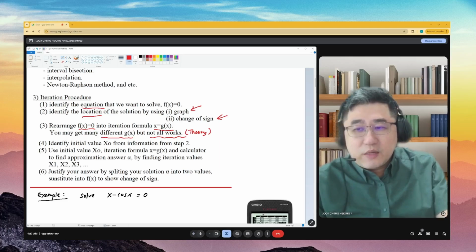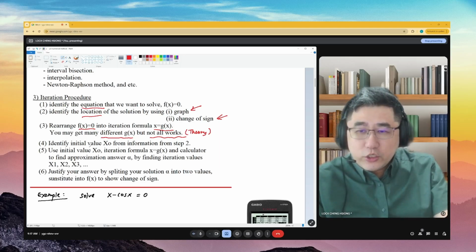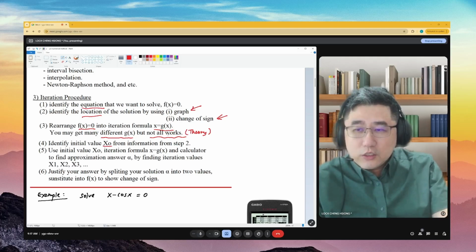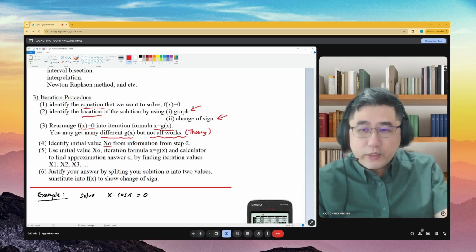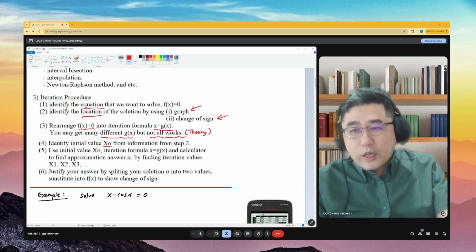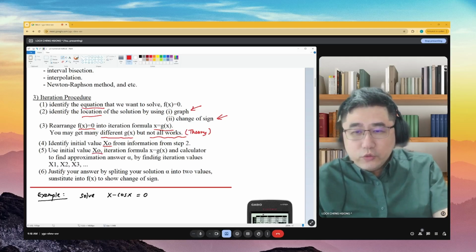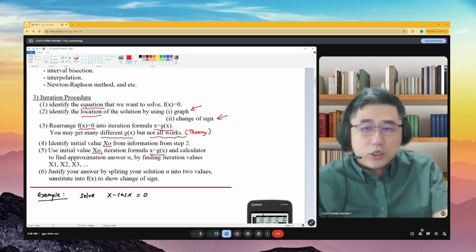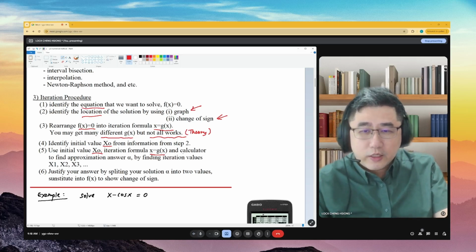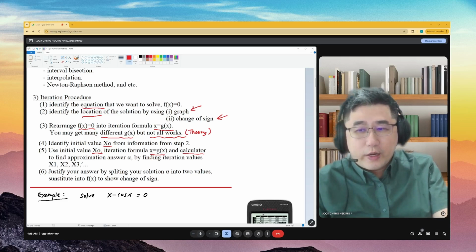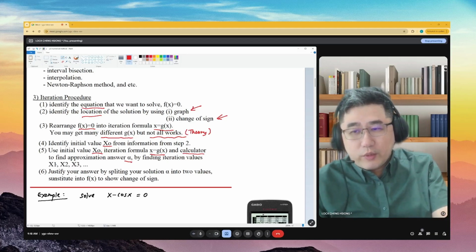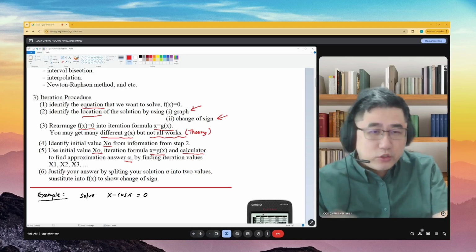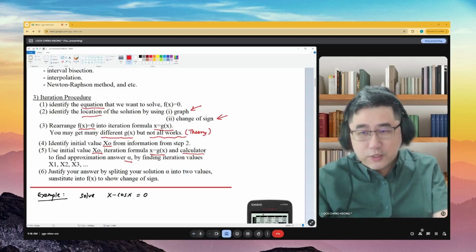Step four, you need to identify the initial value x naught from the information in step 2. Sometimes it is given by the question, and sometimes you need to identify x naught yourself. Step five, use the initial value x naught, the iteration formula x equals g(x), and the calculator to start finding the approximate answer alpha. The iterations will be x1, x2, x3, and so on, eventually approaching your answer.